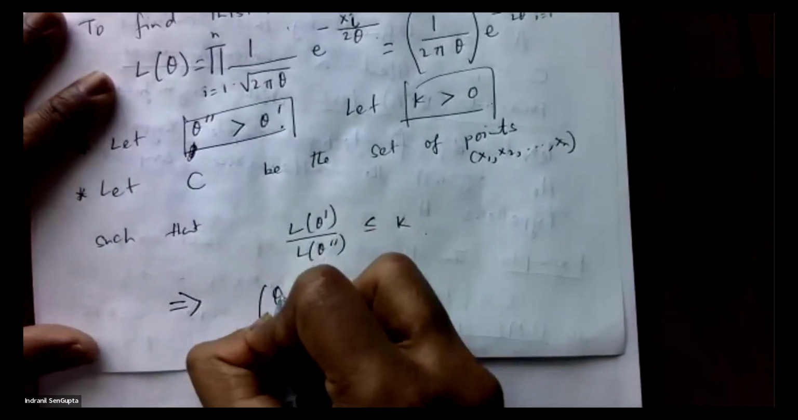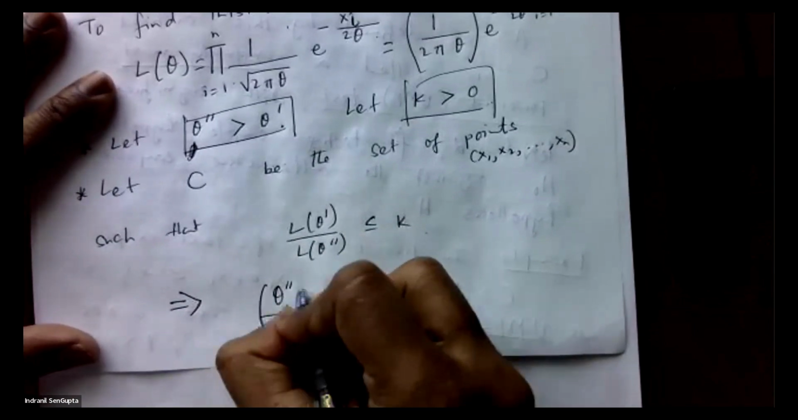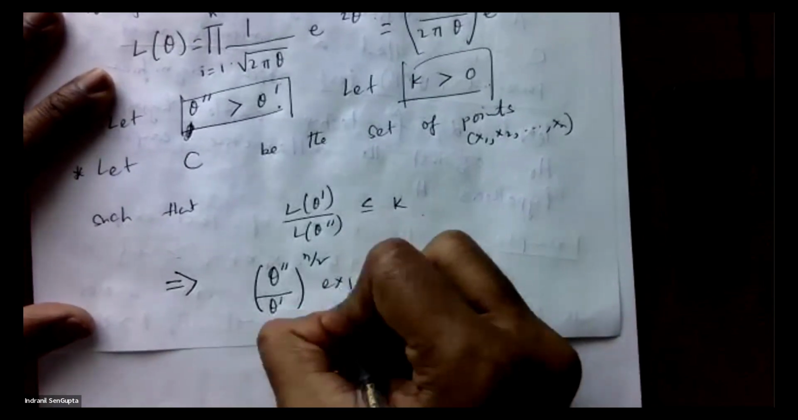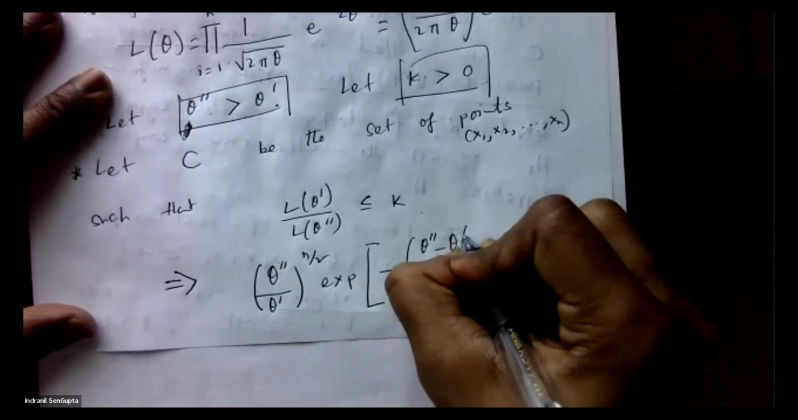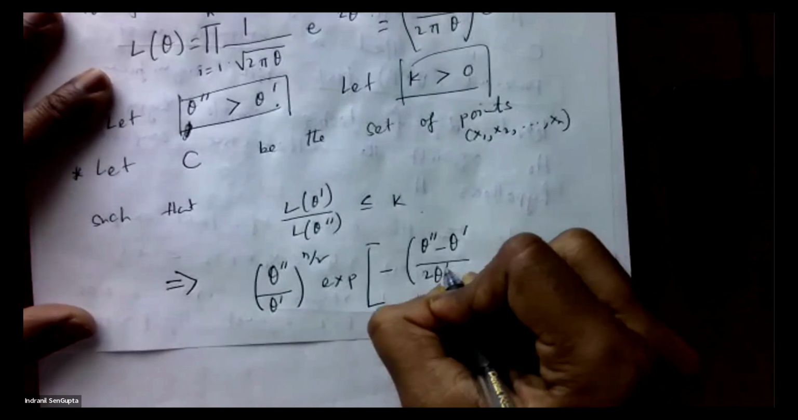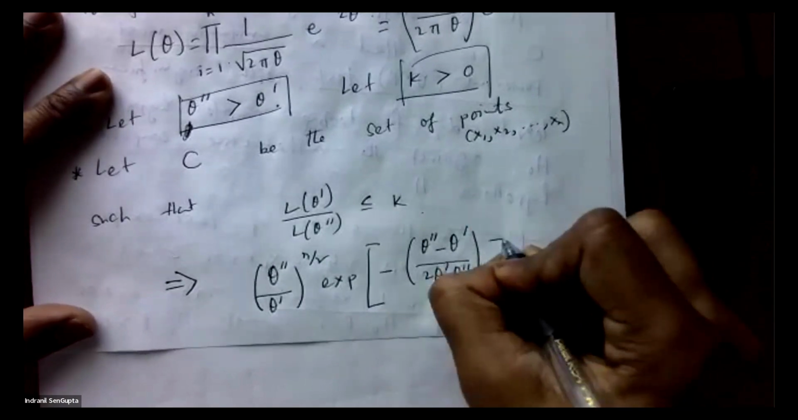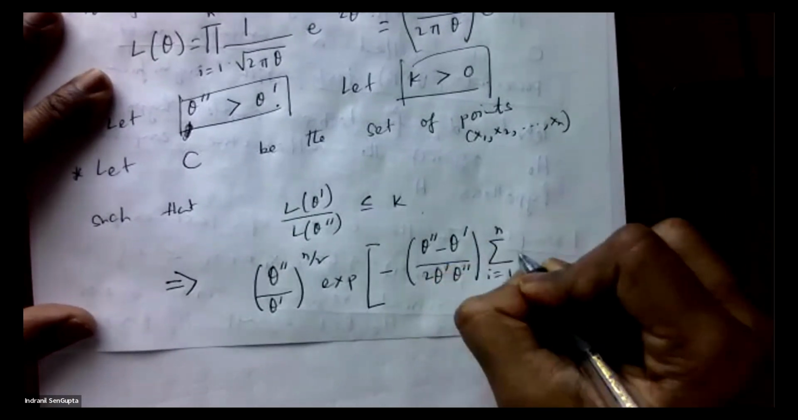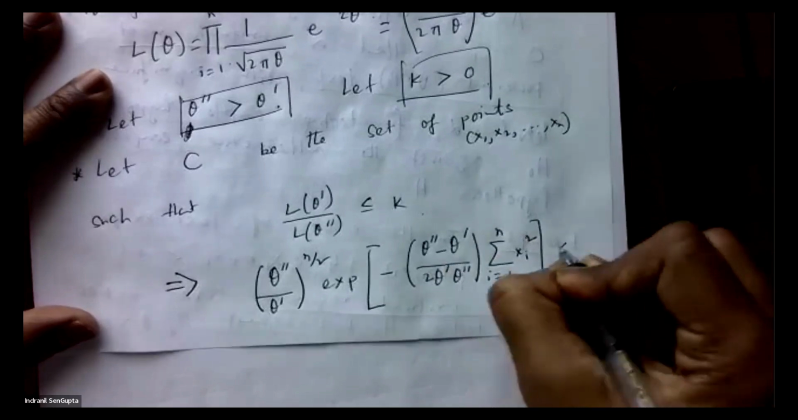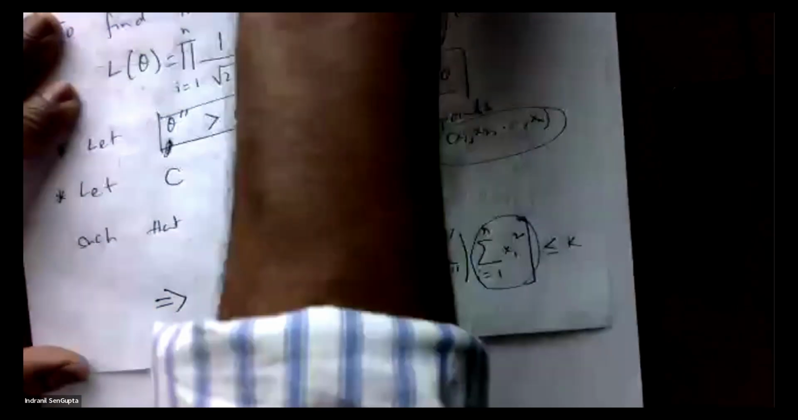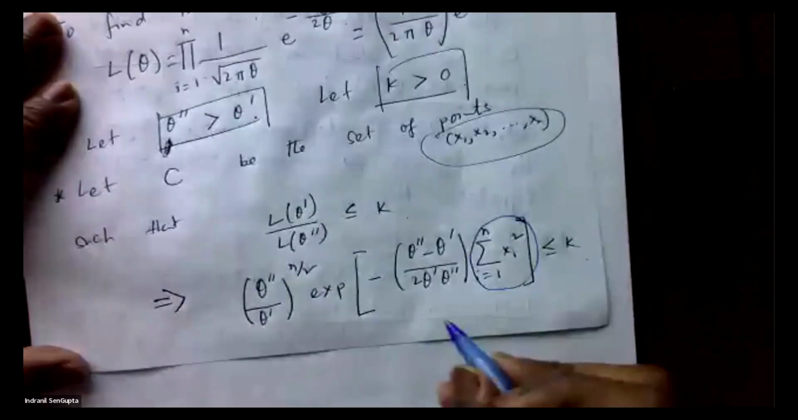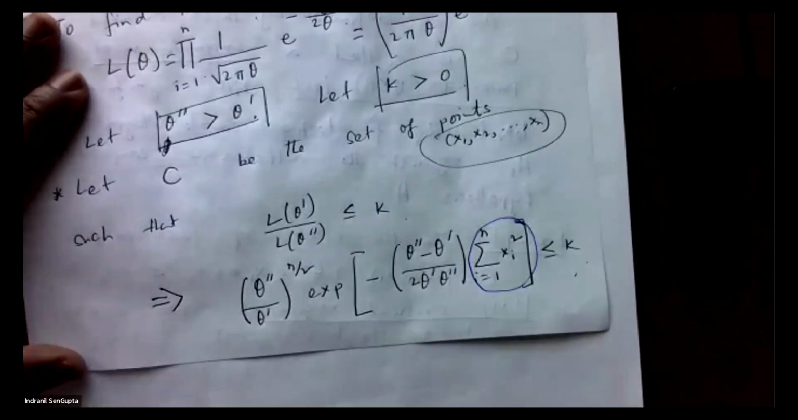I will have theta double prime over theta prime to the n over 2, because 2 pi gets cancelled. And then I have e to the power of minus theta double prime minus theta prime, and then summation i from 1 to n xi squared, that is less than k. Please check it yourself, this is a very simple calculation. So what are the set of points x1, x2, ...? Here you can see it more explicitly: this set of points satisfies this relation.